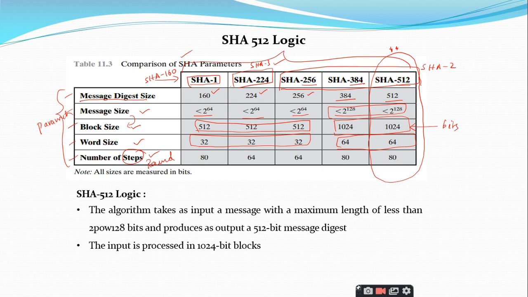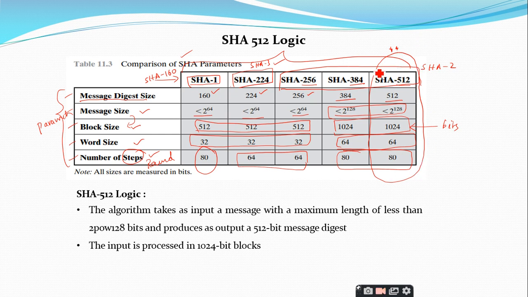If you consider SHA-160, it goes around 80 rounds. So the same operation you are going to perform for 80 different rounds. And for SHA-224 and SHA-256, it is only 64, and for SHA-384 and 512, you are going to perform 80 rounds of the same operation.